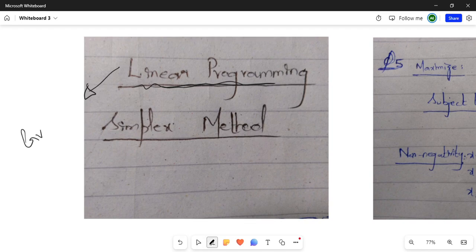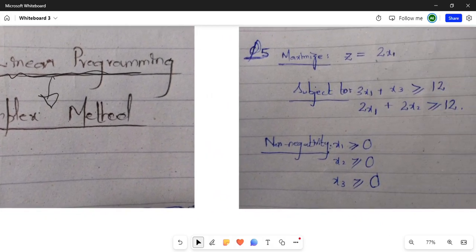The first one is the graphical method. In the graphical method, we solve the problem by using graphs, and the second one is the simplex method. In the simplex method, we solve the problem by means of a matrix. Now let's move towards the question.